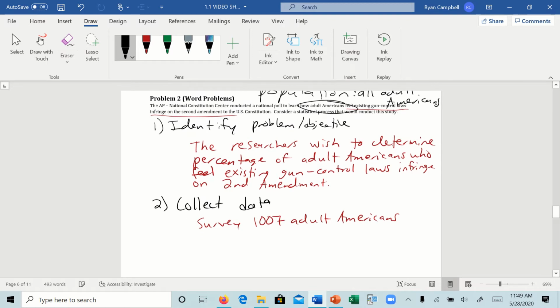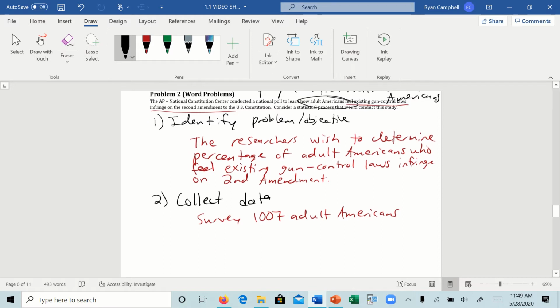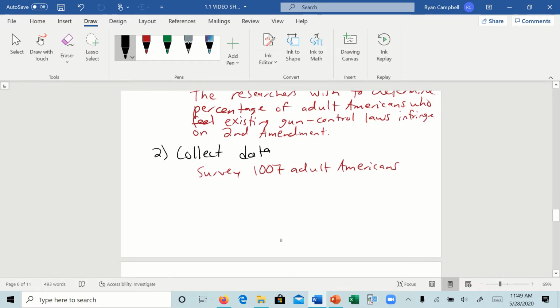So, to get a sample, we're just going to be looking at 1,007, right? Because we don't want to talk about all 200 million adults. That's way too many, right? So, of these 1,007, they found that 514 believe that the existing gun laws do infringe on rights. We'll just say believe in the infringement, that they already infringe on rights.